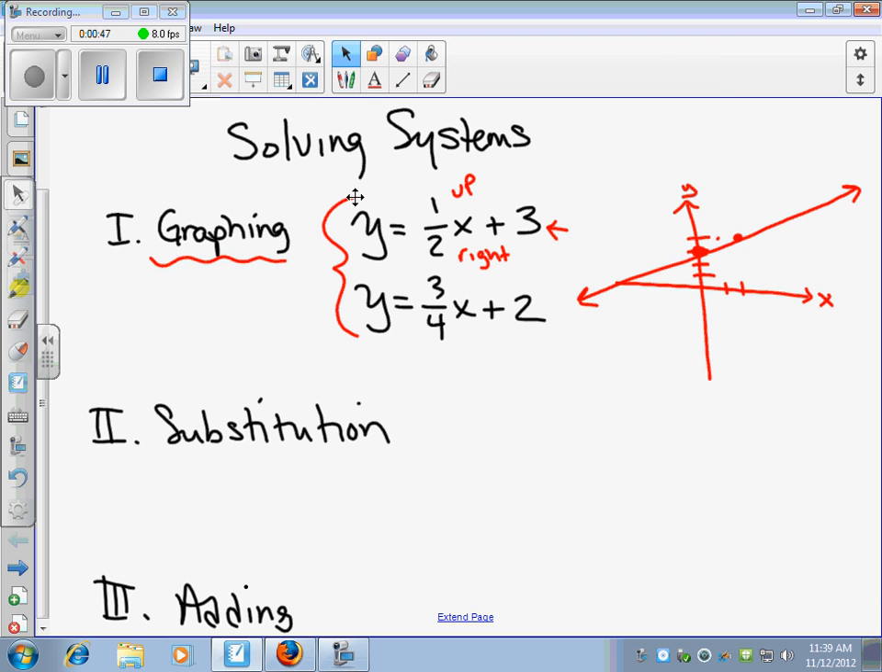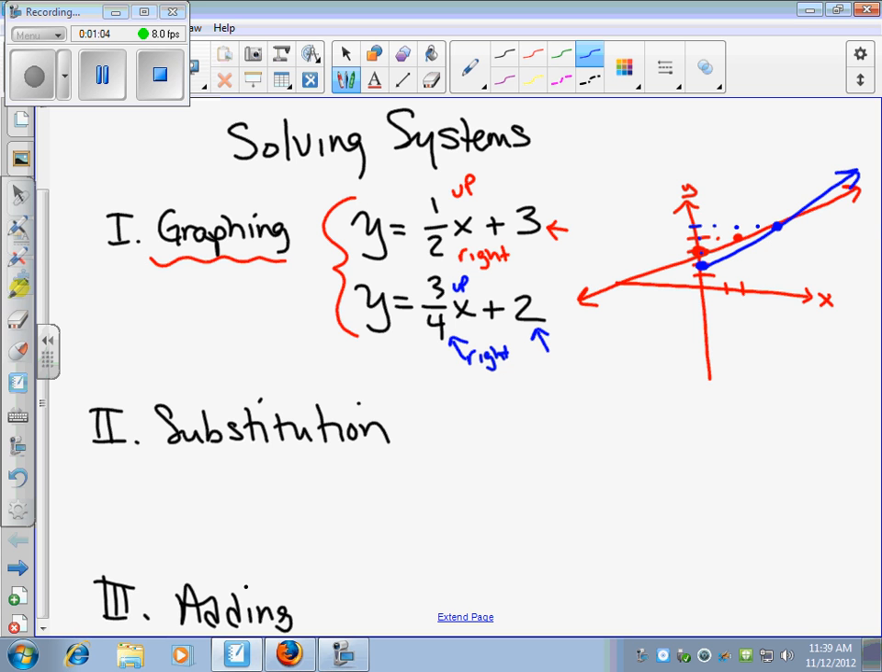And for the other one, I'm going to start at 2, and then I'm going to go up 3 and right 4. So up 3, right 4. And I see right there, if I connect those now, they do have that point in common.